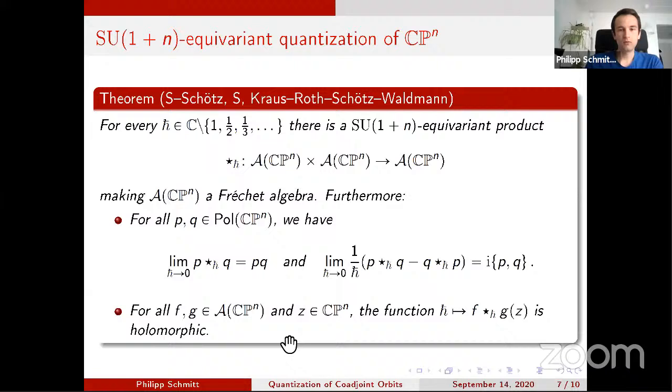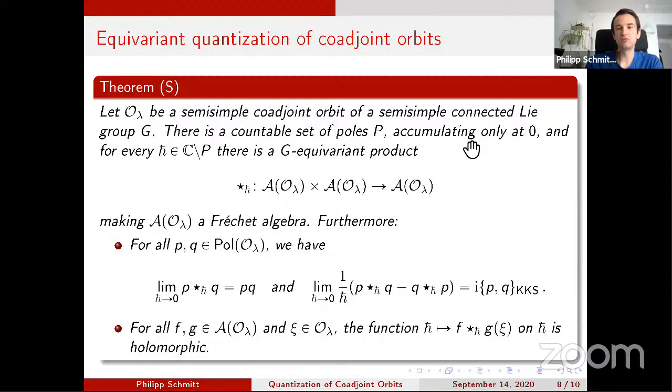So far, so good. I mentioned that essentially the very same thing works for coadjoint orbits. Let me state the theorem here, which is essentially exactly the same as this theorem, except that we need to allow for a countable set of poles accumulating only at zero, and then everything works for h bar not in this set of poles.